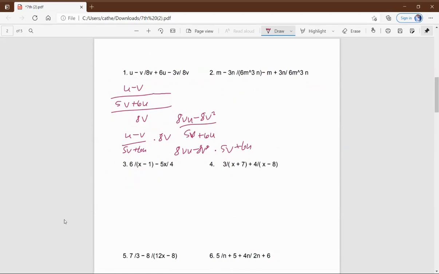Review. So we're going to FOIL, which you guys have already covered before. 40 u squared v minus 40 v cubed, then plus 48 vu squared minus 48 uv squared. So this very long one, I'm showing.